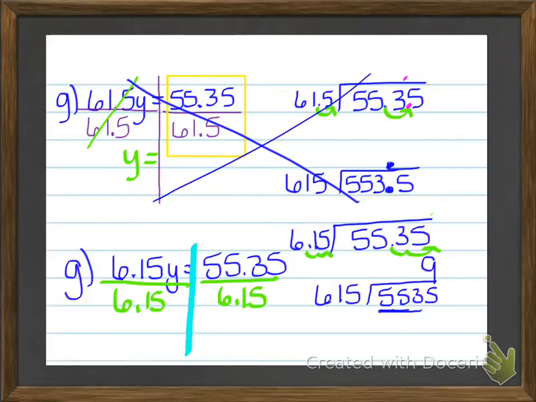So I get 9. 9 times 5 gives us 45. 9 times 1 is 9 plus 3 more gives us 13. I'm carrying my 1 there. 9 times 6 is 54 plus 1 more is 55. All right, that works out so much better. So now let's go back over to our equation. This is where we get y equals 9. And that is our final answer.